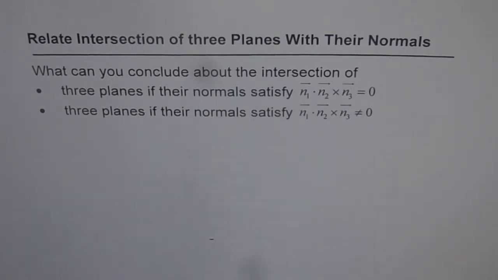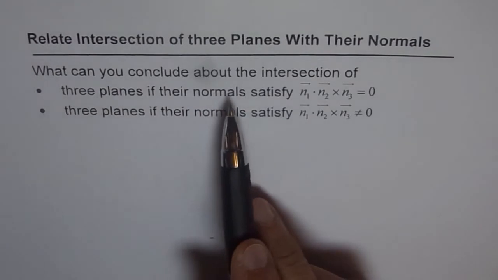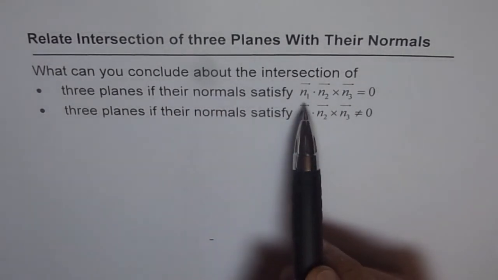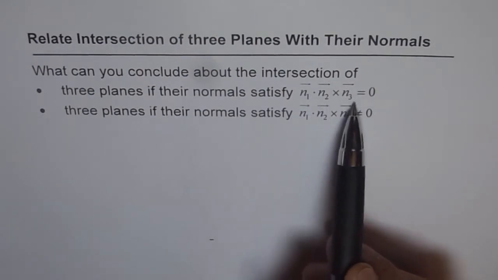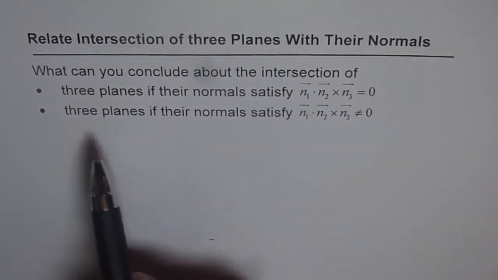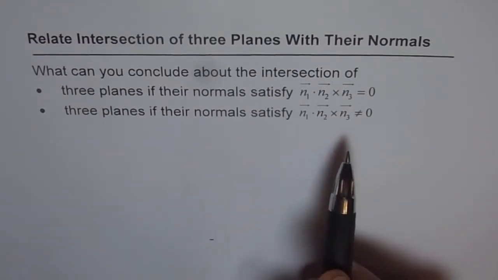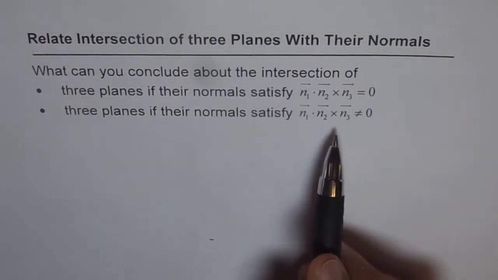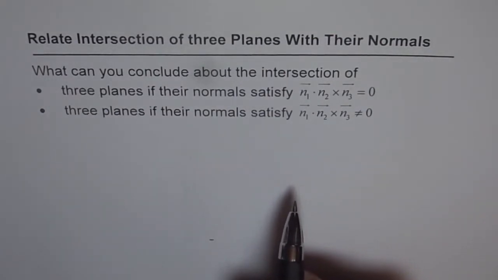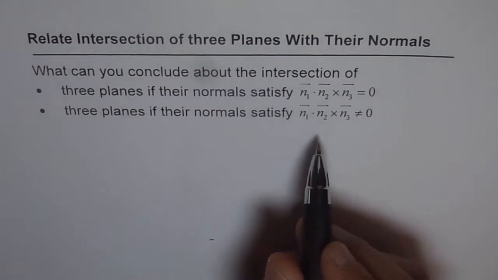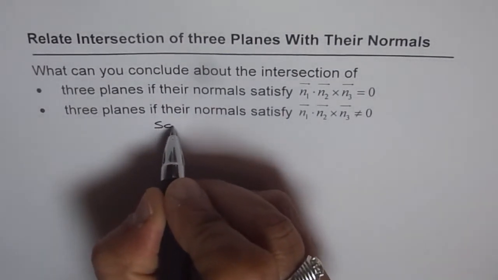Now the question here is, what can you conclude about the intersection of three planes if their normals satisfy n1 dot n2 cross n3 equals 0? Or if their normals satisfy that scalar triple product not equal to 0, right? So that is the question. Some of you may know about it, but it's a very useful piece of information which I'd like to share with you. So we are analyzing two situations about the scalar triple product, right?